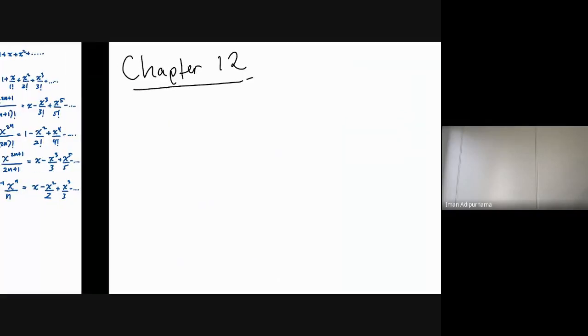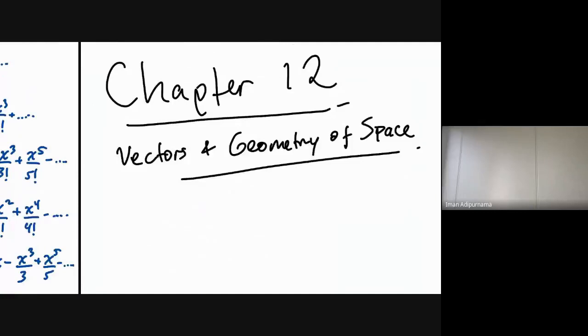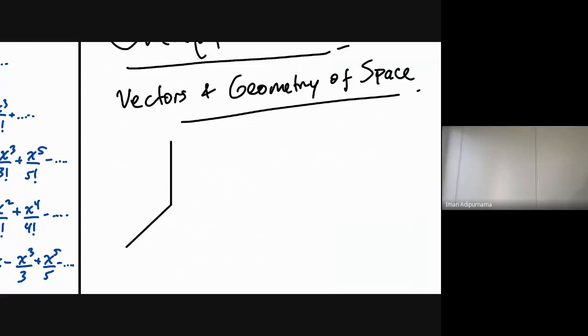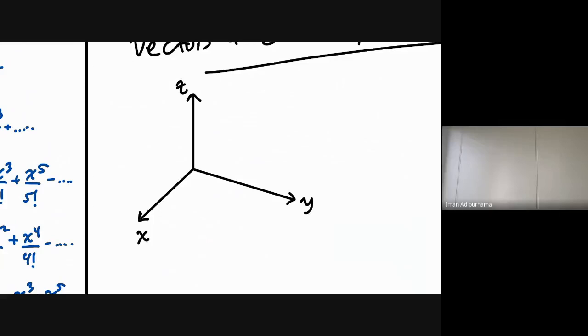So we will move to chapter 12. It's called vectors and geometry of space. A bit of review and how to see vectors through geometry. Now to begin with, let me remind you of the three dimensional coordinates: x, y, and z. The reason for this arrangement is you can remember it through your right hand. This is the x, your palm is the y, and your thumb is the z. Just a reminder. That's the coordinate system in three dimensions.